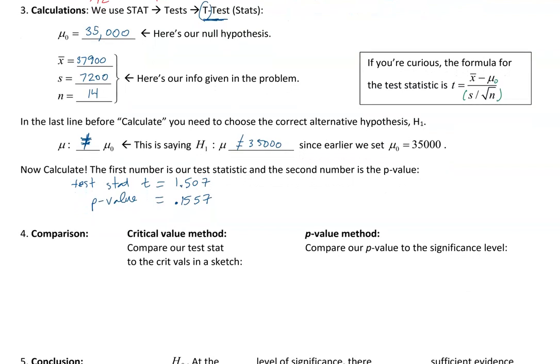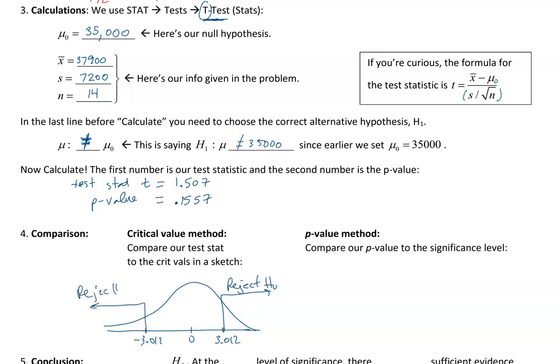So in the first method right here, the critical value method, that's where we draw our picture. And it doesn't have to be as detailed. All I really care about were those two critical values. So 3.012 and negative 3.012. Those set up my two tail areas, because it's a two-tail test, the two tail areas where we will reject H0. If our sample lands out there, either high or low, then it becomes so unusual that we have to question the original assumption of 35,000.